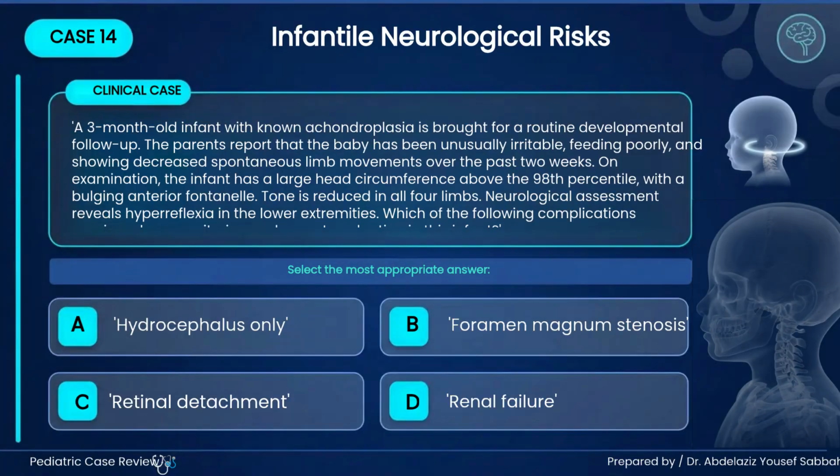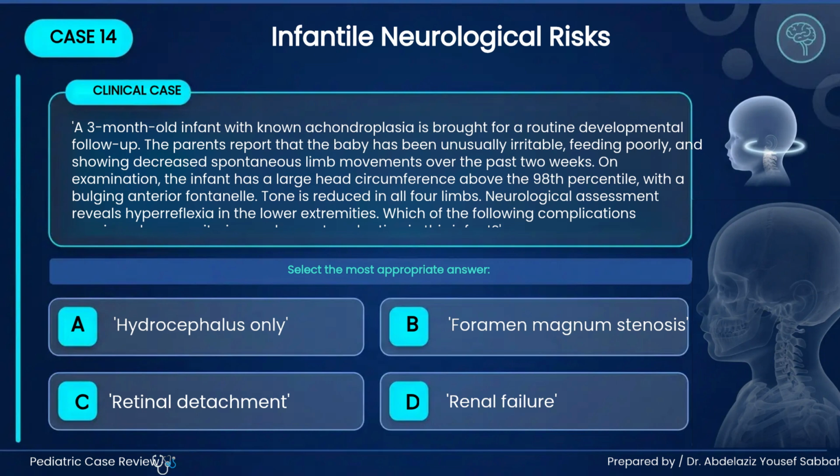Case 14. A 3-month-old infant with known achondroplasia is brought for a routine developmental follow-up. The parents report that the baby has been unusually irritable, feeding poorly, and showing decreased spontaneous limb movements over the past 2 weeks. On examination, the infant has a large head circumference above the 98th percentile with a bulging anterior fontanelle. Tone is reduced in all 4 limbs. Neurological assessment reveals hyperreflexia in the lower extremities. Which of the following complications requires close monitoring and urgent evaluation in this infant?